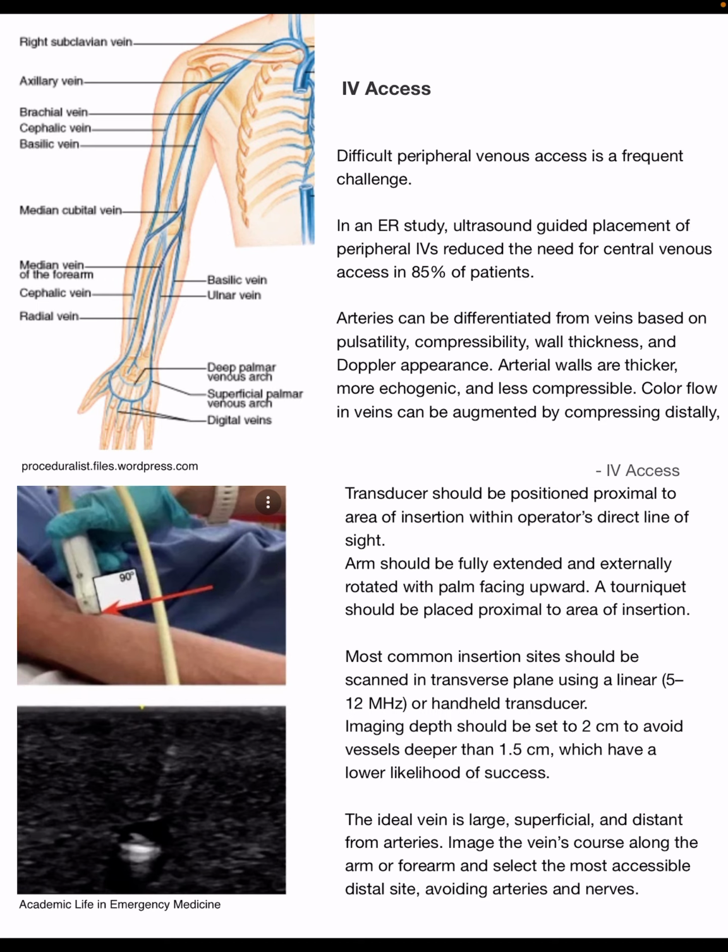Most common insertion sites should be scanned in transverse plane using a linear or handheld transducer. The imaging depth should be set to 2 centimeters to avoid vessels deeper than 1.5 centimeters, which have a lower likelihood of success. The ideal vein is large, superficial, and distant from arteries.